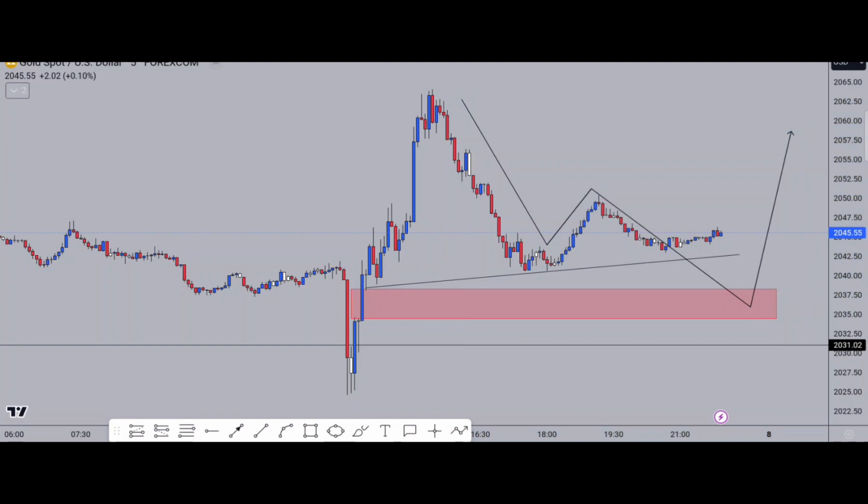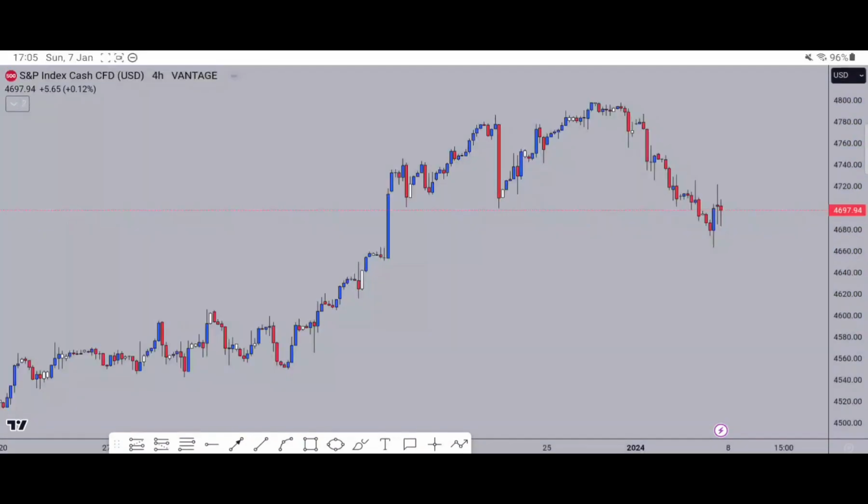So yeah, that's probably the most likely thing that I will be looking for. But I'll wait to see what happens on gold. I'm not going to make any predictions just yet. So now we'll move on to the SP 500.